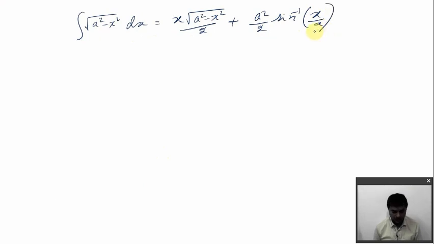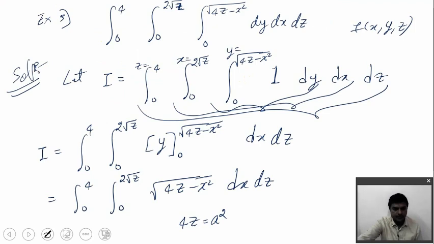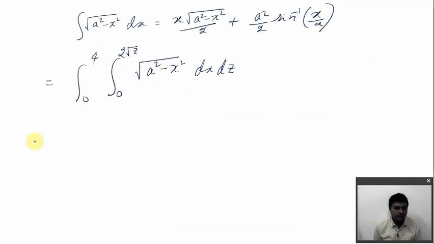So this value you substitute, therefore the integration will look like this. This is integration 0 to 4, integration 0 to 2 root z, right? I have substituted this as a square only, so this is square root of a square minus x square. Am I right? I have just substituted, this is dx and dz. Is it clear, students? So please see here, I have taken 4z as a square, so this is the formula, just substitute the value now.